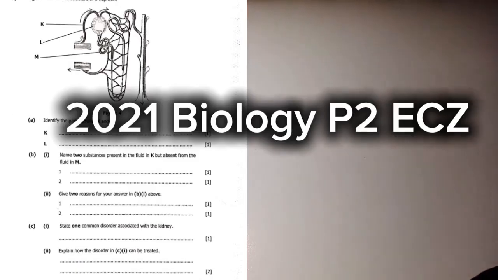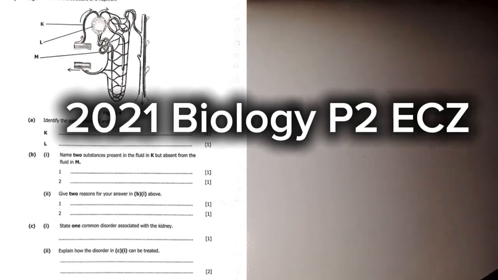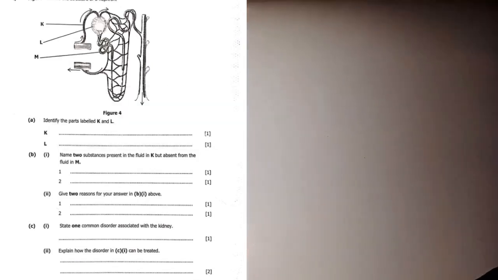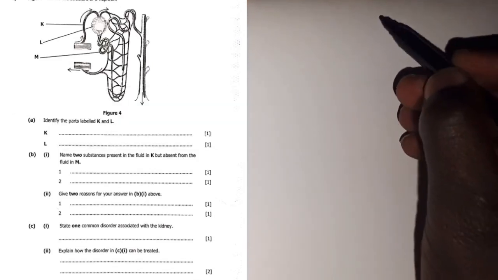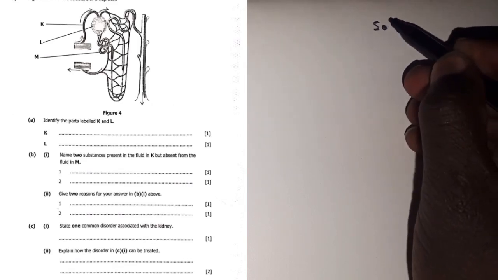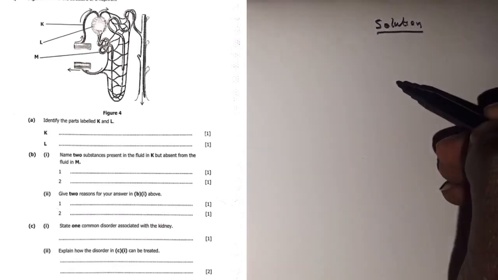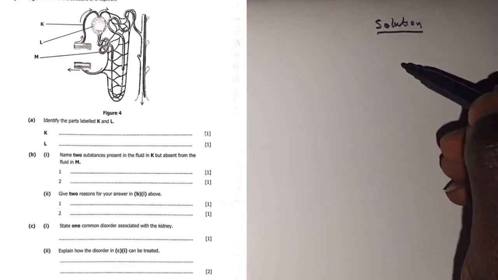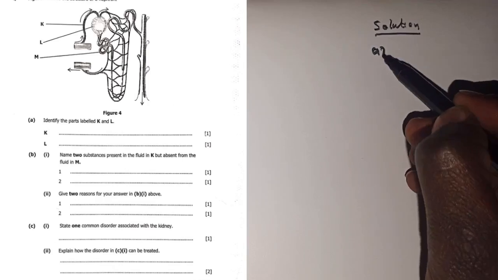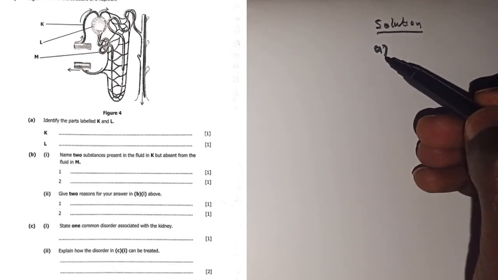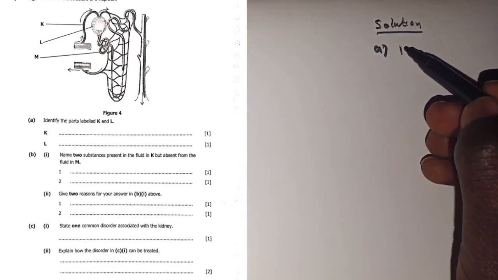All right, so we have a question here. This is from 2021 question paper. So without wasting much time, let's go straight to the question. Now that we have learned about the kidney nephron, the kidneys, excretion, and all that, we are now able to answer questions. So identify the parts labeled K and L. Very simple. We're just from learning these things.